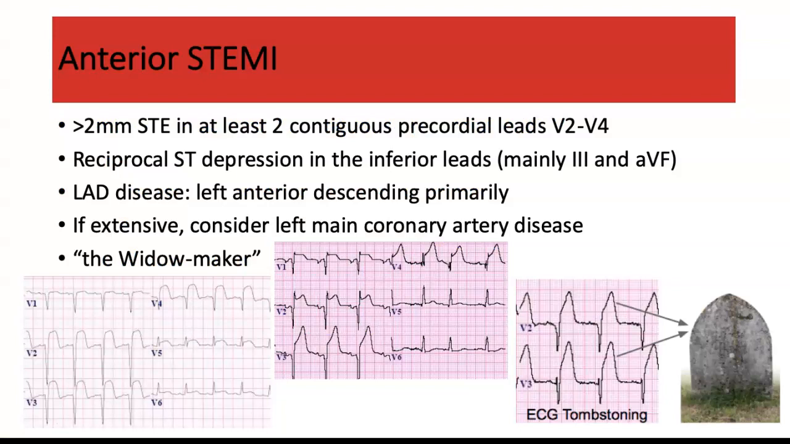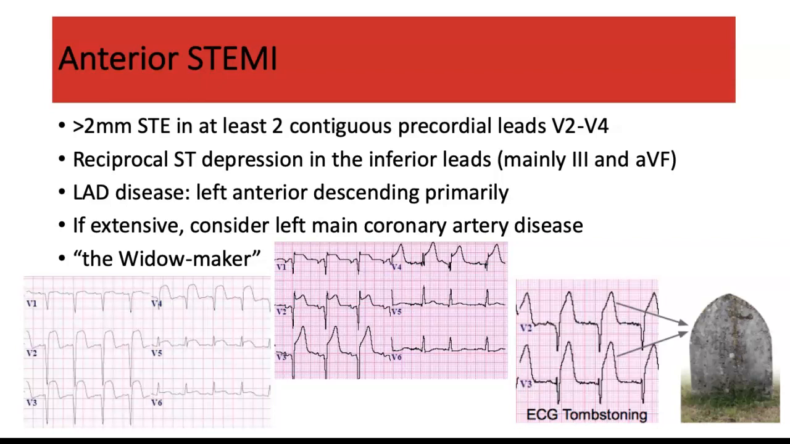So this would be defined as greater than 2 millimeters of ST segment elevation in at least 2 contiguous precordial leads, anywhere from V2 to V4. We would see reciprocal ST depression in the inferior leads, mainly 3 and AVF. This represents left anterior descending artery disease. If it's extensive, you would consider main coronary artery disease. They also call this one the widowmaker.